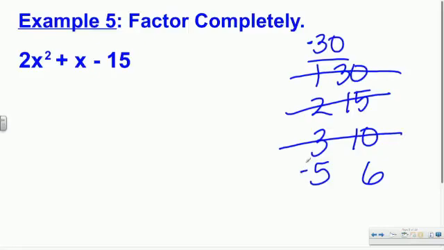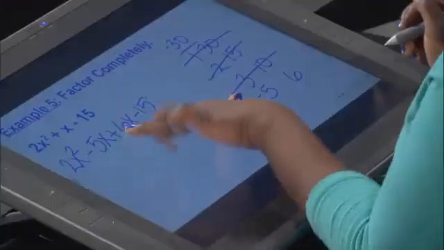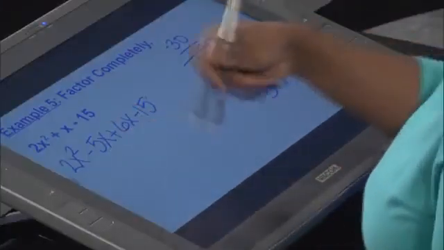Well, if the 5's negative, negative 5 plus 6, that is positive 1. So that's the pair that we want, the negative 5 and the positive 6. So let's go ahead and split our middle term. We're going to rewrite this as 2x squared minus 5x plus 6x minus 15, because we didn't change the meaning at all. We're just rewriting that 1x as negative 5x plus 6x.